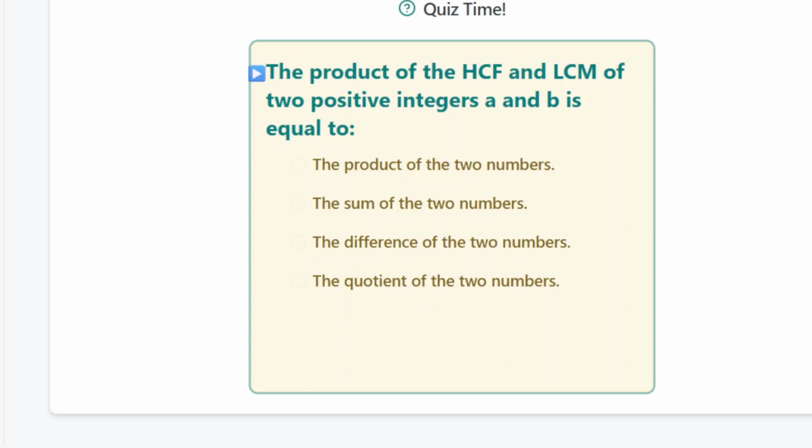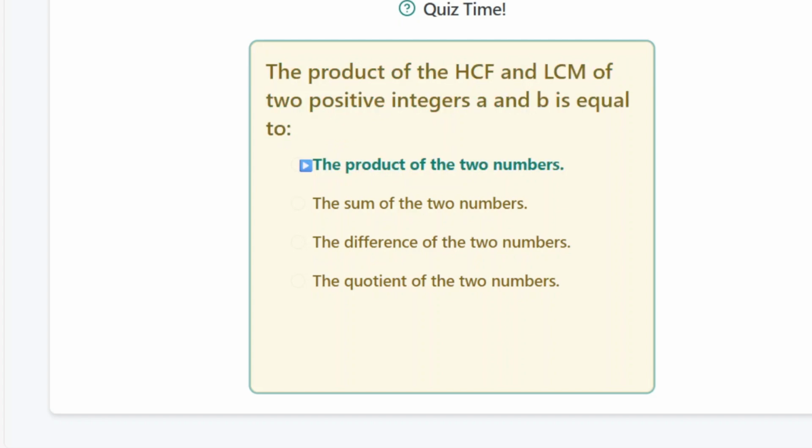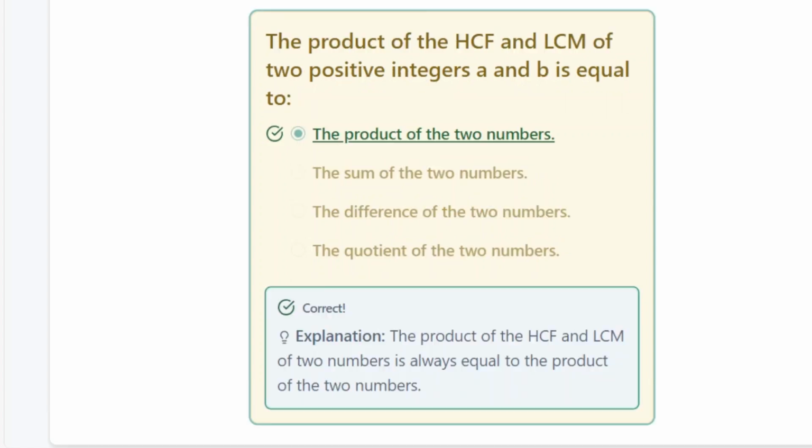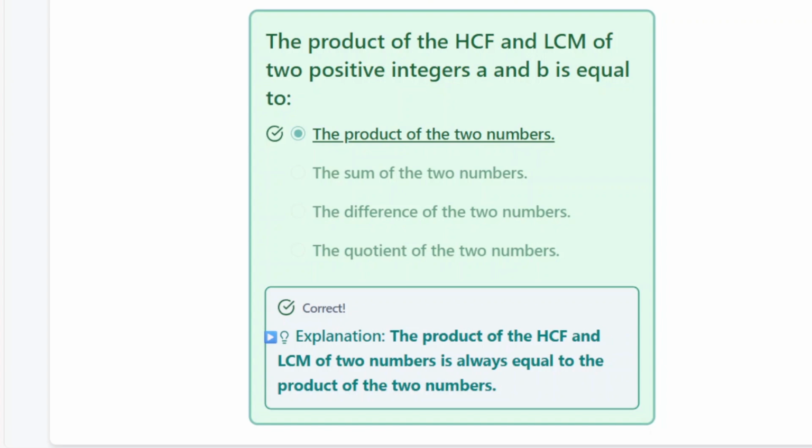The product of the HCF and LCM of two positive integers A and B is equal to Option A. The product of the two numbers. Option B. The sum of the two numbers. Option C. The difference of the two numbers. Option D. The quotient of the two numbers. Correct. The answer is, the product of the two numbers. Explanation: The product of the HCF and LCM of two numbers is always equal to the product of the two numbers.